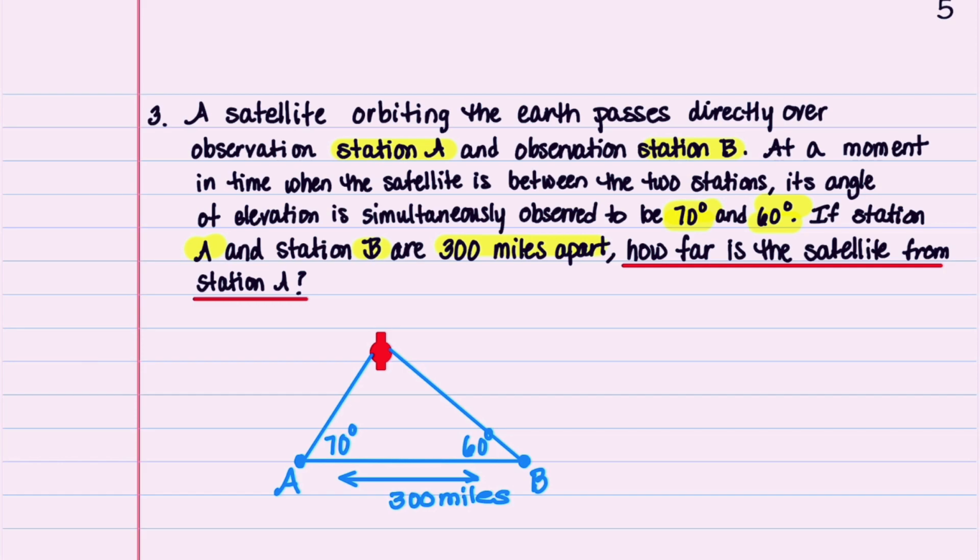The next step that we'll do is assign variables to our unknown quantities. We'll begin by saying the satellite is located at angle C. Likewise, the side opposite C is little c. So little c is 300 miles. And then we have a side opposite angle A and a side opposite angle B. We want to find how far the satellite is from station A. So that means what we're solving for is our variable little b. This is an angle-side-angle triangle, so we can use the law of sines.